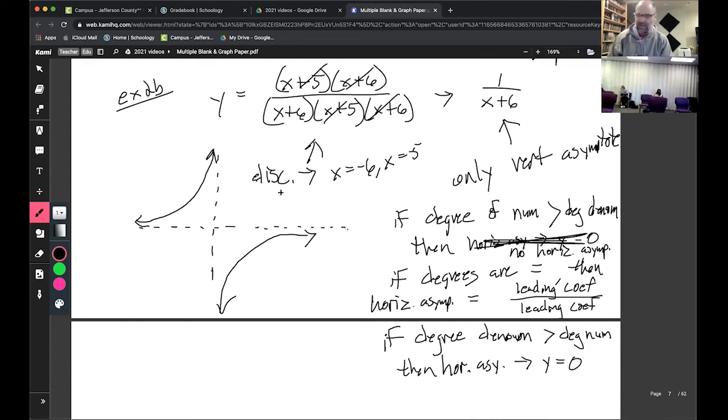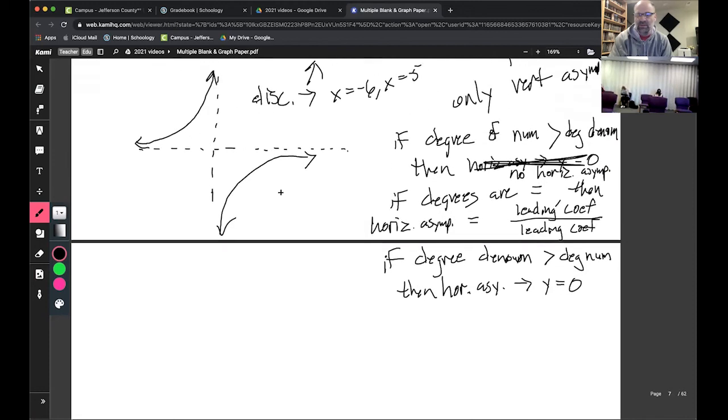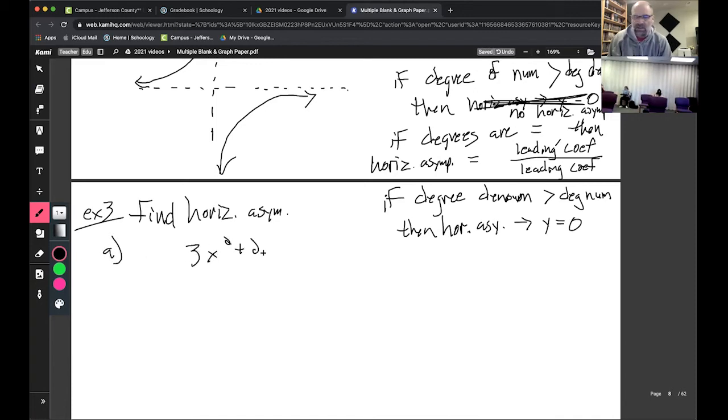All right, so let's find the horizontal asymptotes in these examples. And I'm going to try to leave my messy notes right there. Here's example 3. Find the horizontal asymptotes. Here's 3x squared plus 2 over x squared minus 5. Okay, anyone know? Sorry that I confused you. If you don't know, it's understandable.